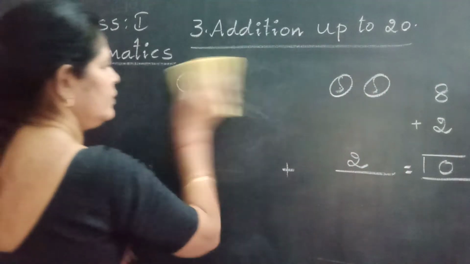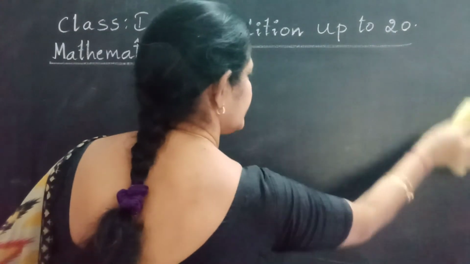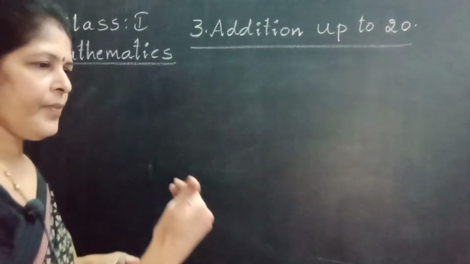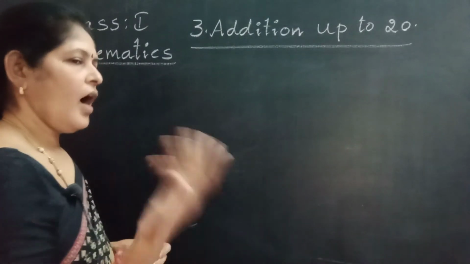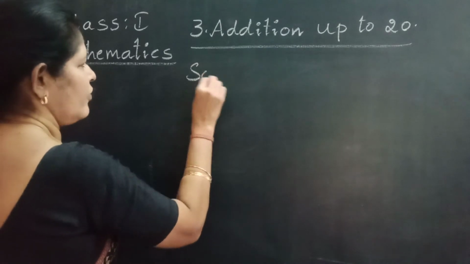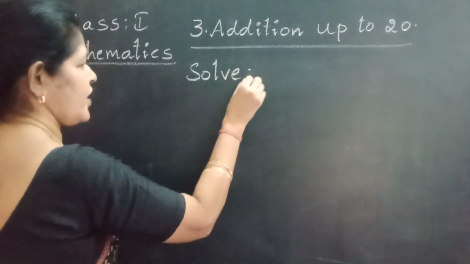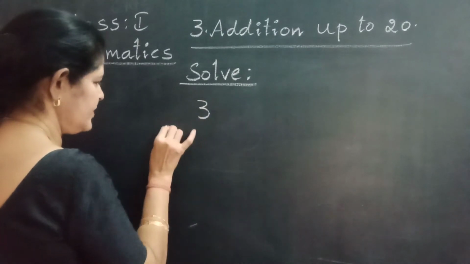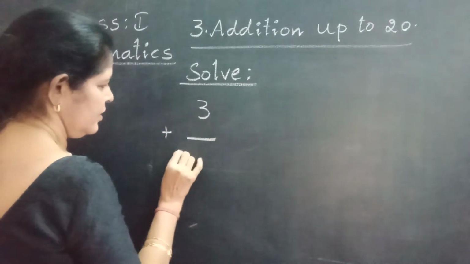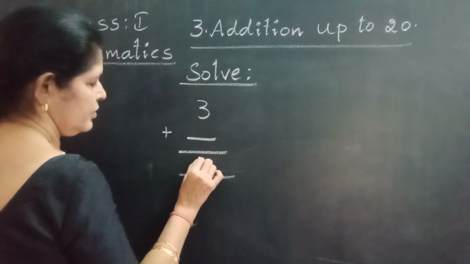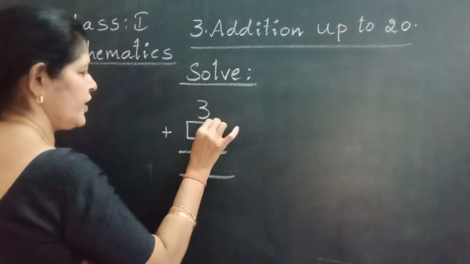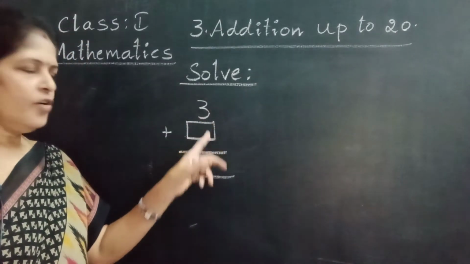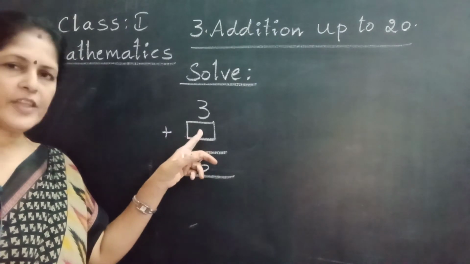These concepts were all finished in the previous classes. Next, find the second number, find the first number, or find the total. Solve. Solve means do addition. See here, 3 plus dash equal to 6. How much do we need to get 6? How much do we add to 3 to get 6? We don't know the second number.